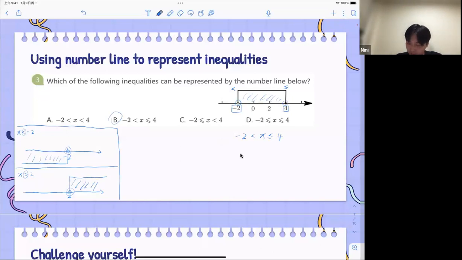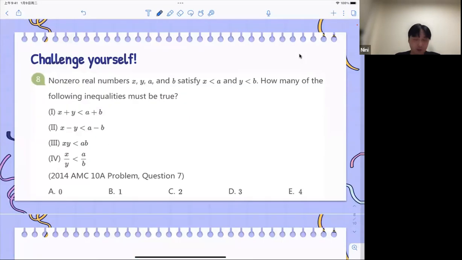Okay, so if we don't have any questions here this time, we are going to do the most challenging questions for the MC problem. Now, let's take a look at question number 8, which is from a MC question.